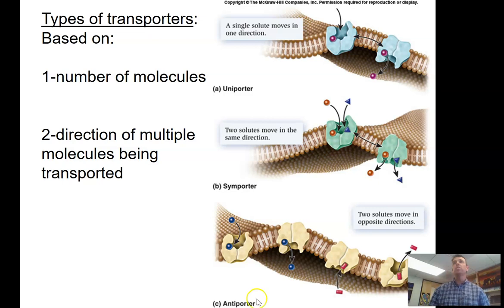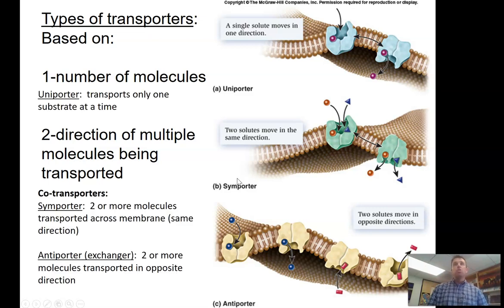All right, so types of transporters. They're basically based on two things: the number of molecules being transported. So you've got uniporters and symporters. Uniporters move one thing, symporters move two different types of things. And then if you have a symporter, you can have direction. So in this case, modeled by our circle molecule here and our triangle molecule here, both are moving in the same direction. That's a symporter. An antiporter is moving things in opposite directions.